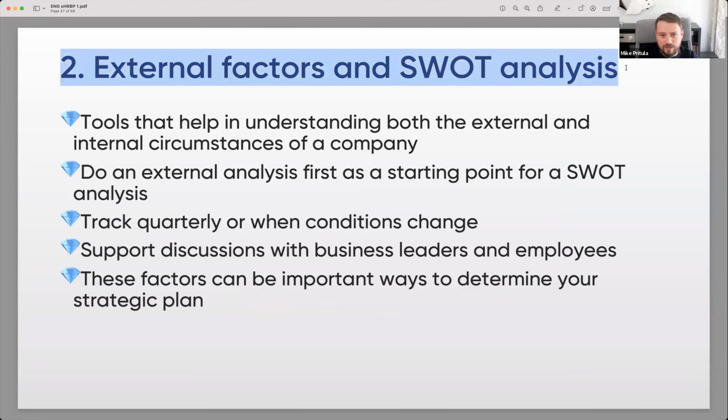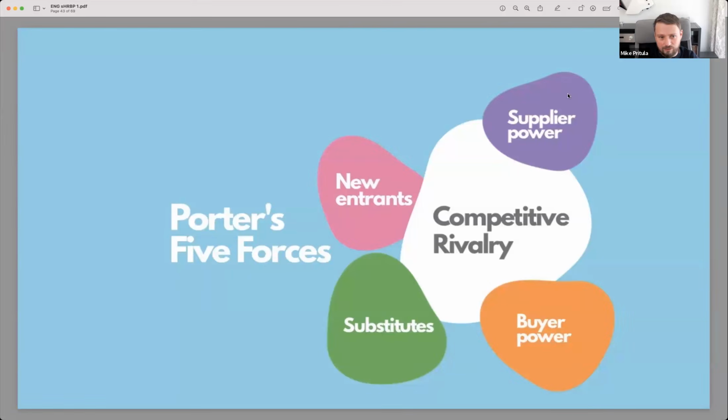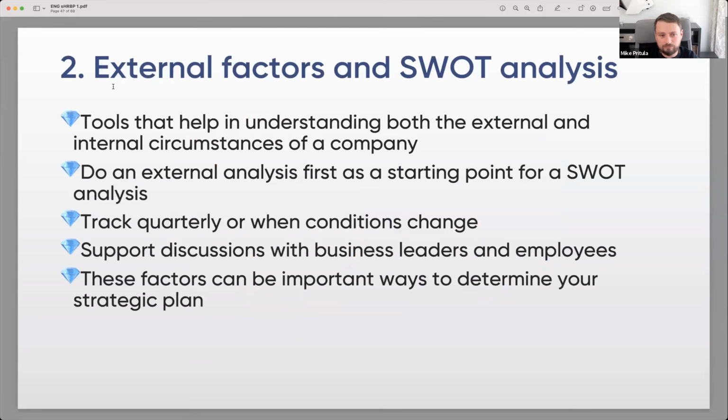Now move on to external. It's everything about strategy. Now let's talk about external factors and SWOT analysis. These two are tools that help in understanding both the external and internal circumstances of a company. Do an external analysis first, a starting point for a SWOT analysis, track quarterly or when conditions change, support decisions with business leaders and employees, and these factors can be important ways to determine your strategic plan.